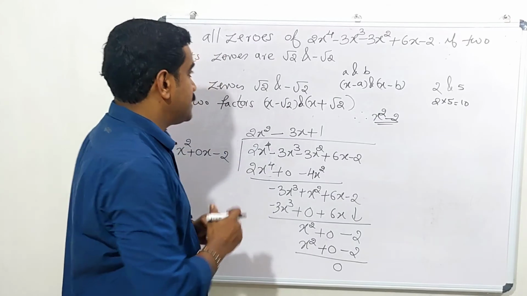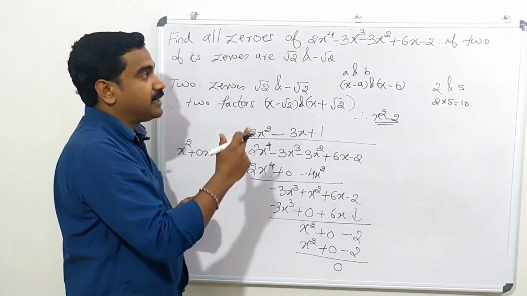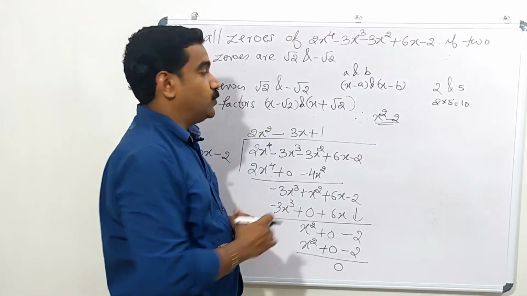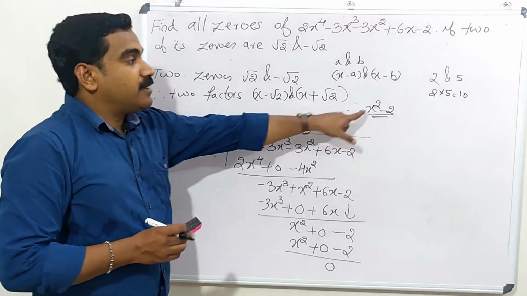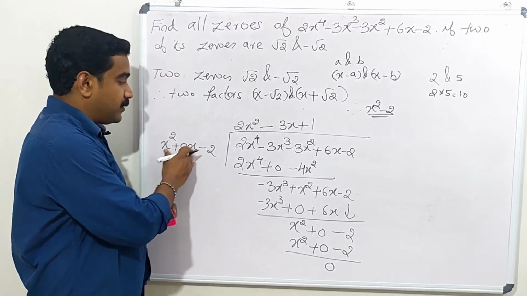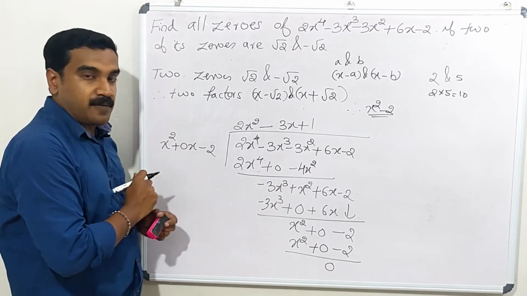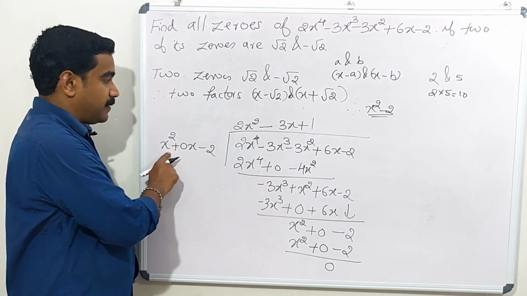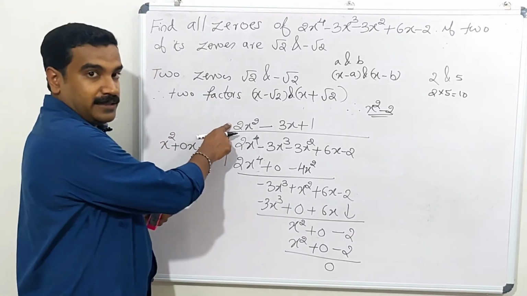The next step is to divide the given polynomial, 2x raised to 4 minus 3x cube minus 3x square plus 6x minus 2, with this x square minus 2. x square minus 2 is not in the standard form, so we first write it in the standard form, x square plus 0x minus 2. Divide this polynomial with this polynomial. What is the first term of the quotient? 2x raised to 4 divided by x square. Both x square and x square cancel. What you will get? 2x square. So we write that 2x square here.